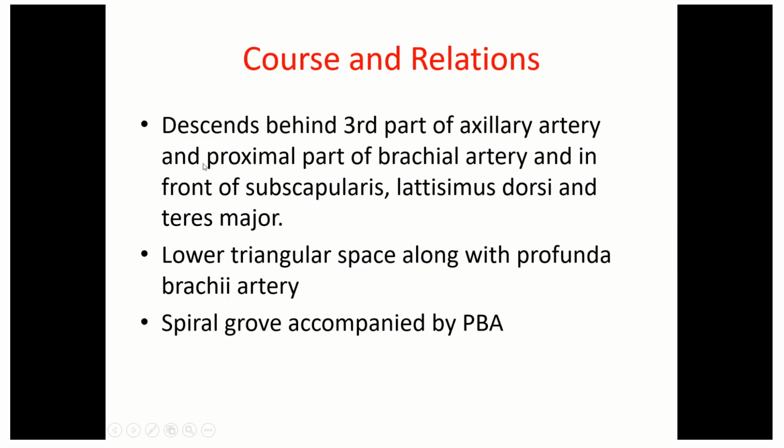Course and relations: it descends behind the third part of the axillary artery and the proximal part of the brachial artery, and in front of subscapularis, latissimus dorsi and teres major. So these three muscles actually form the posterior wall of the axilla. Then it enters the lower triangular space accompanied by the profunda brachii artery. After that, it reaches the spiral groove. Here also it will be accompanied by the profunda brachii artery.